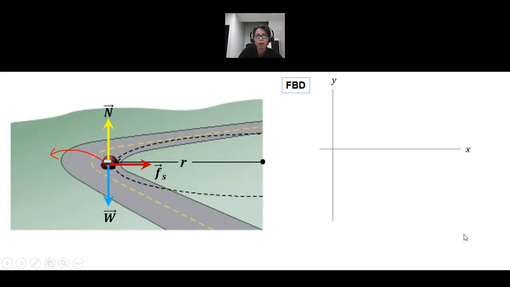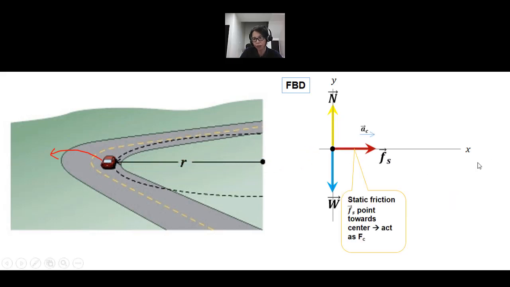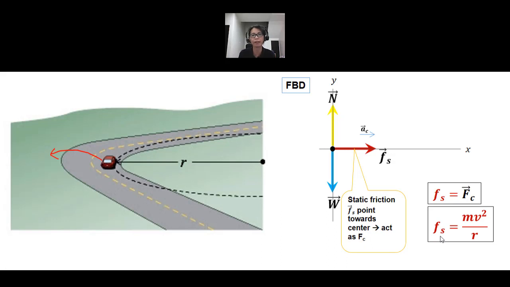Okay, so I draw the free body diagram. I have weight, normal, and the static friction of the car pointing towards the center of the circle. You can see obviously the static friction that points towards the center will be our centripetal force, whereby the centripetal force can be related with the speed of the car, mv squared over r. So for a car moving around a flat curve, kita understood the static friction will be the force that provides the centripetal force that enables the car to move in a circular path.